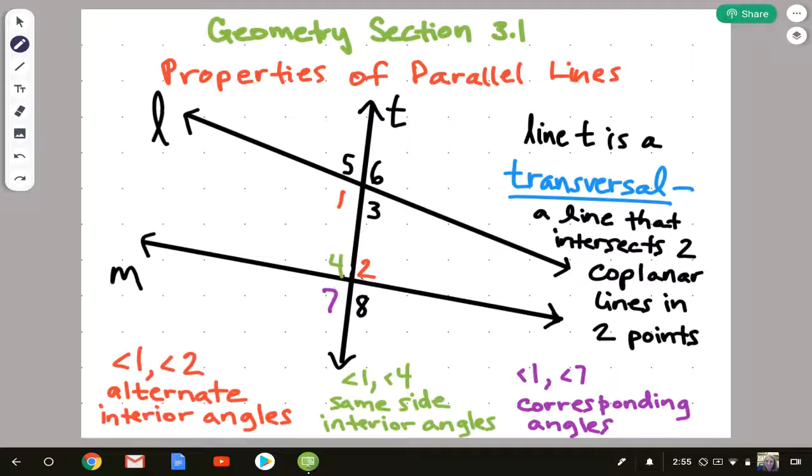So first of all, we need to understand what a few of these angles are called. Here I have a picture of 2 lines, L and M, that are being intersected by another line, T. Line T is called a transversal, which is a line that intersects 2 coplanar lines in 2 different points. So I've numbered the angles around the intersection points.